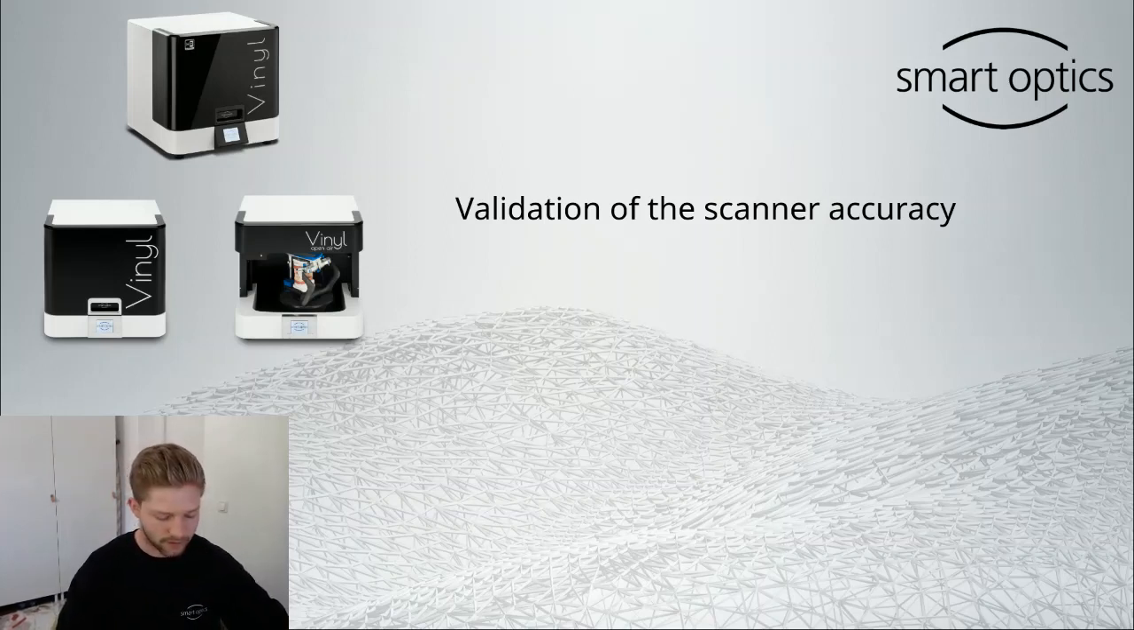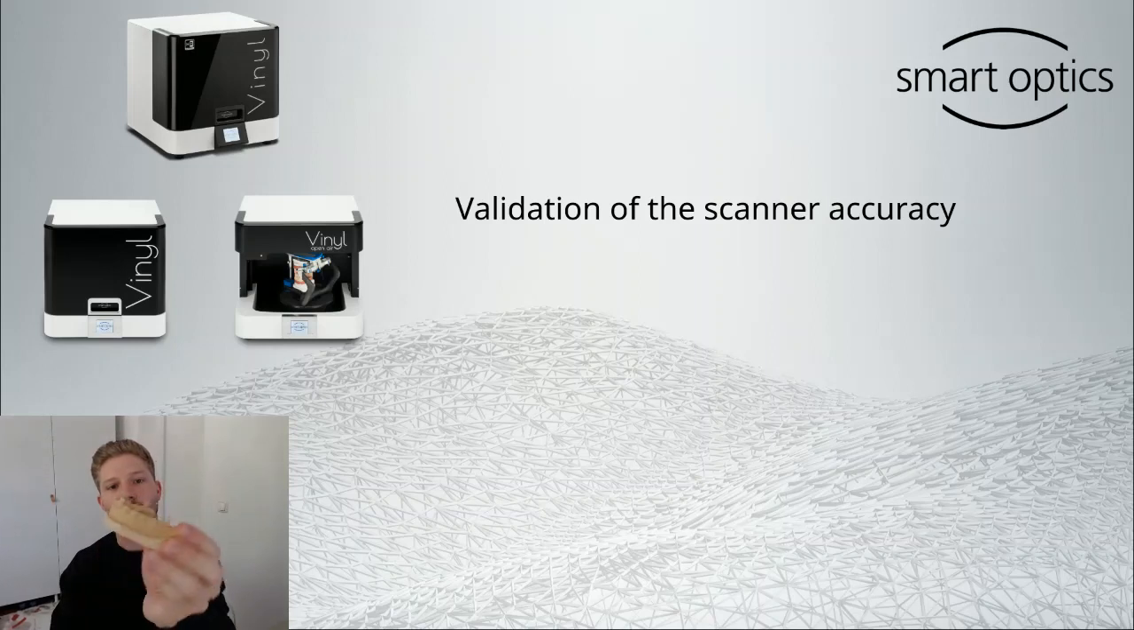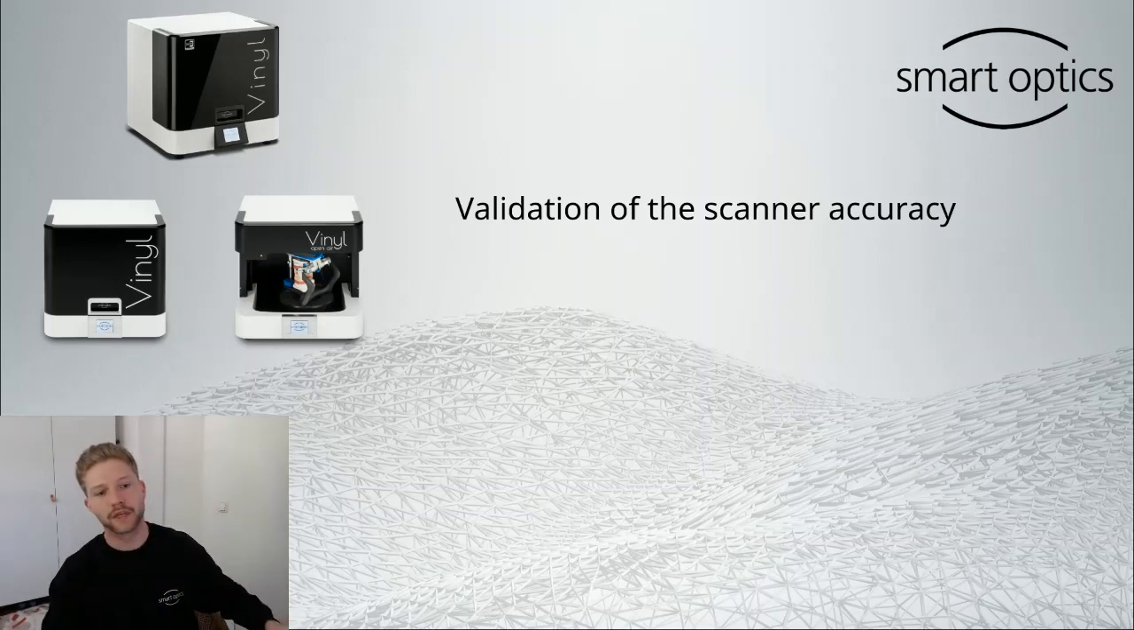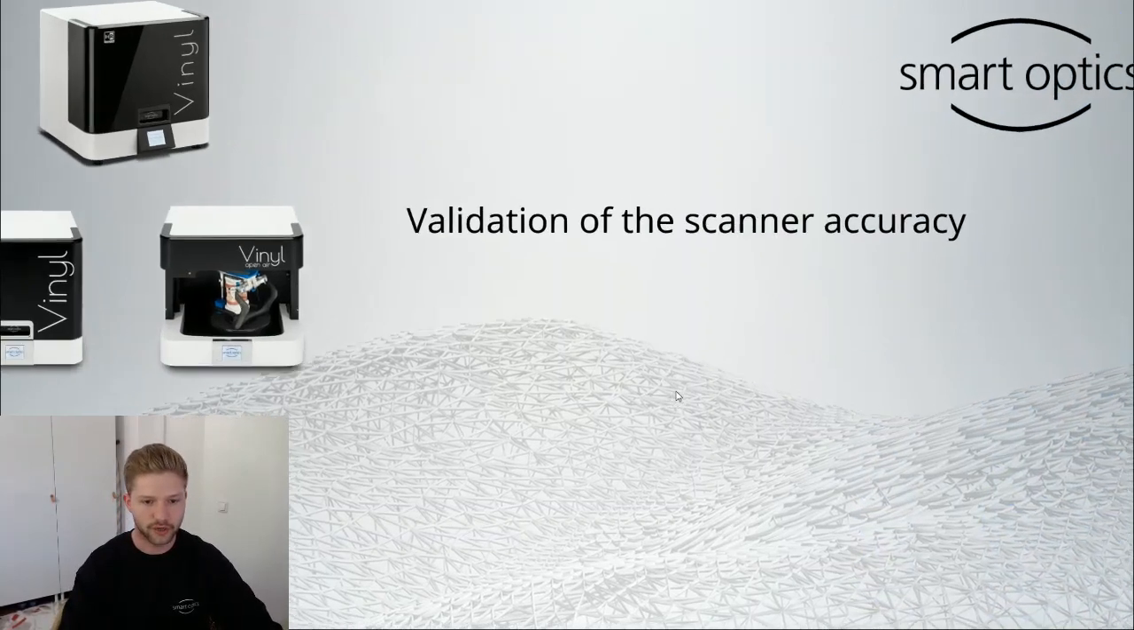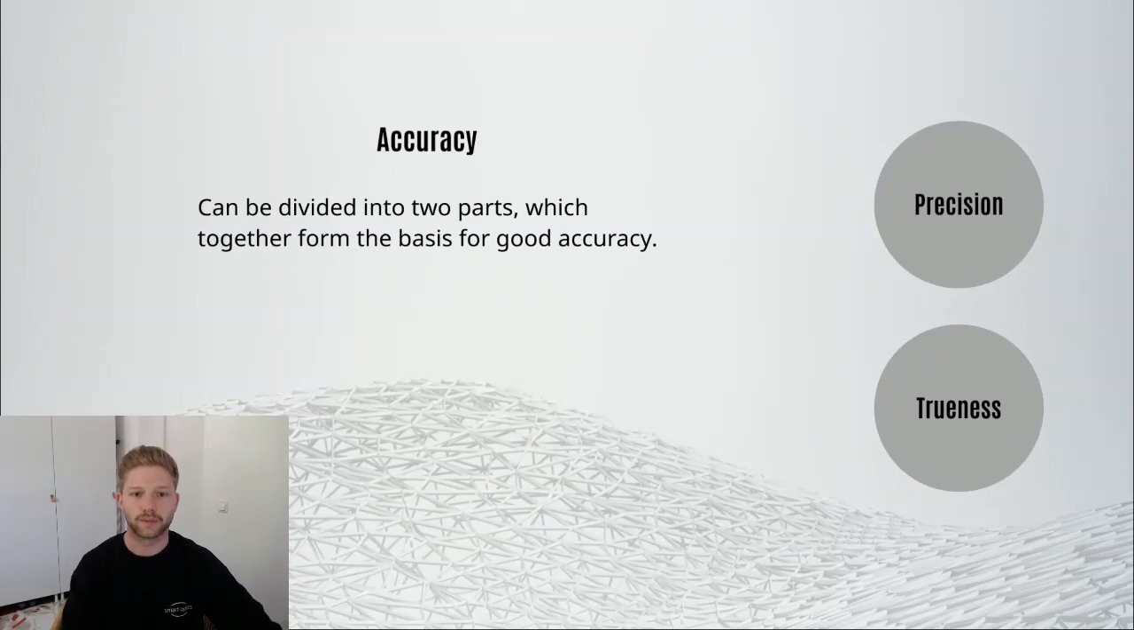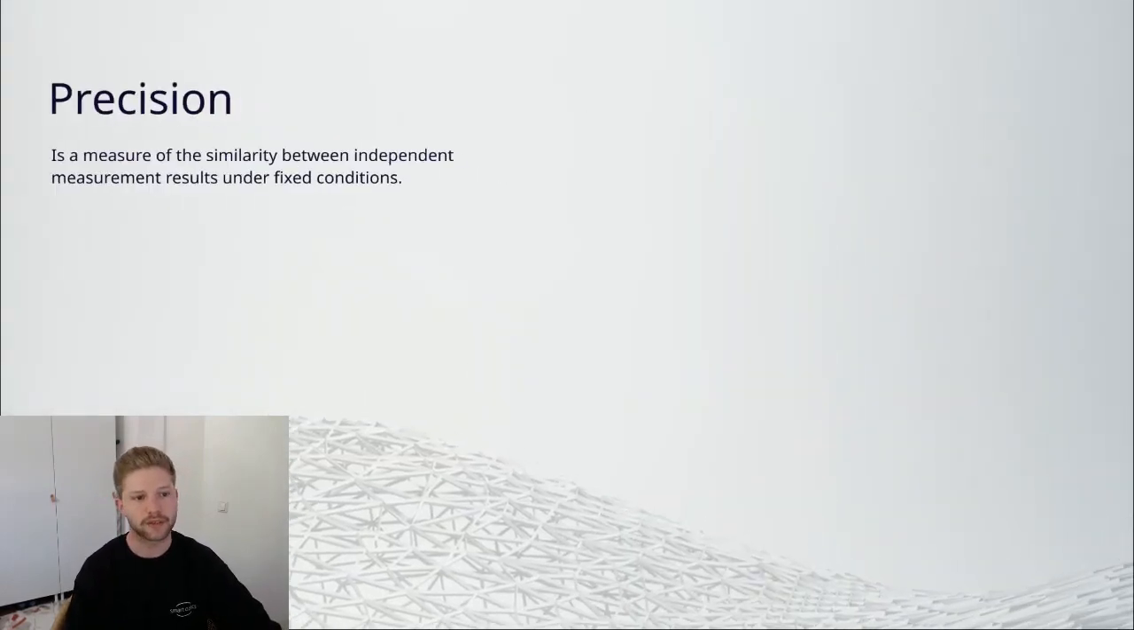Today I have a very special topic: the validation of the scanner accuracy. I will talk about a special model we have here from our R&D department, and we are performing some accuracy tests with it in order to provide you an accurate device and good working software. But before I tell you about the validation of the scanner accuracy in general, we have to talk about the definition of accuracy. We can divide this into two parts: on the one hand, the precision, and on the other hand, the trueness. I'm going to explain this to you.